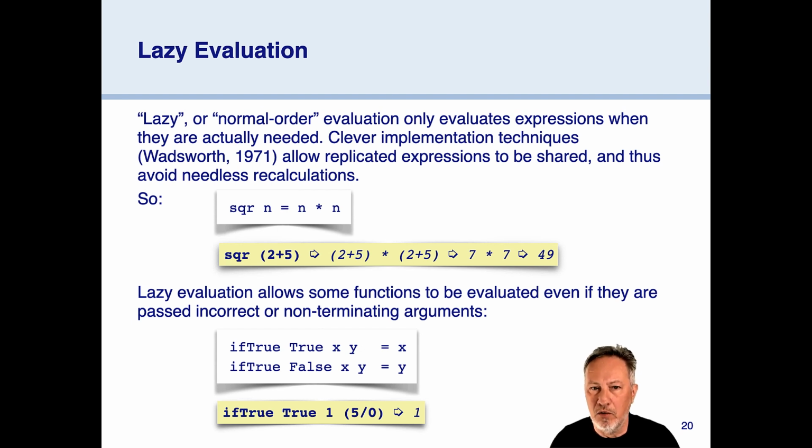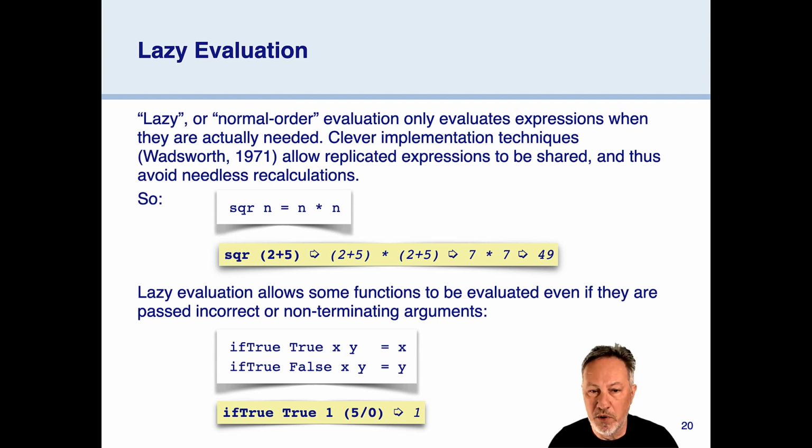So lazy, or so-called normal order evaluation, only evaluates expressions when they're actually needed. When we have the lecture on lambda calculus, we'll have a formalism that allows us to reason about different ways of evaluating the same expressions, either strictly or lazily, also known as normal order or applicative evaluation. So we'll see that in a couple of weeks. As I mentioned, clever implementation techniques avoid replicated expressions being evaluated multiple times.